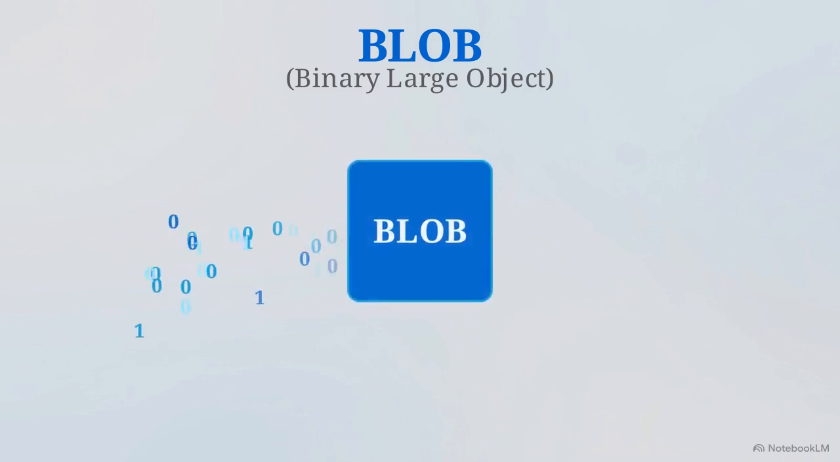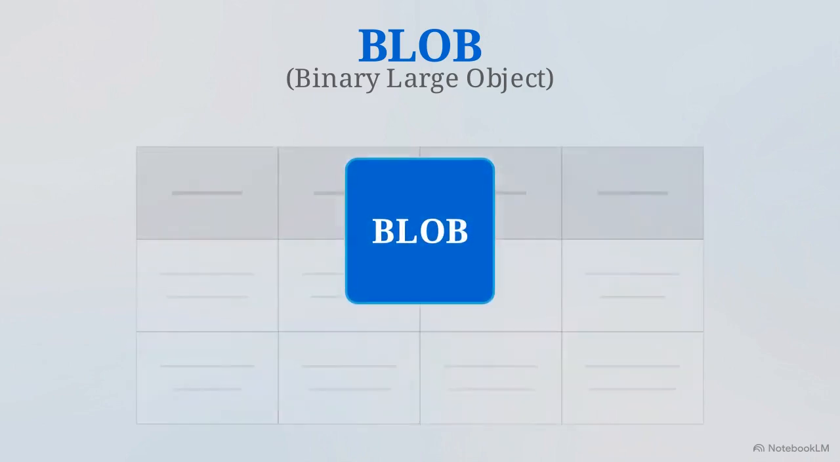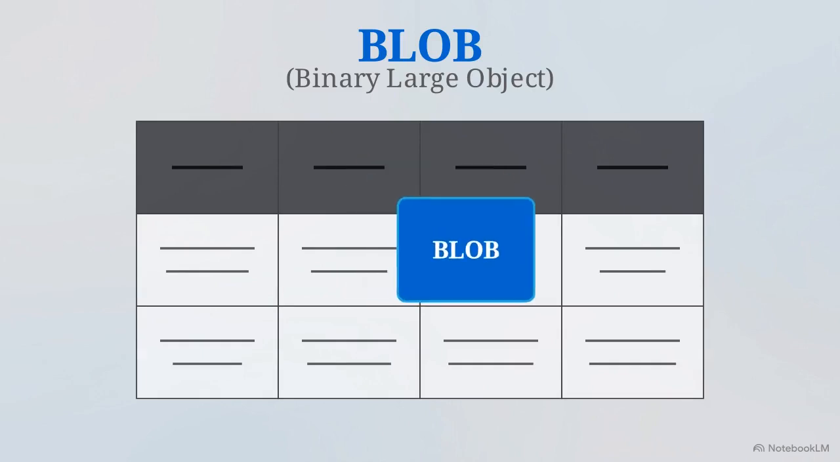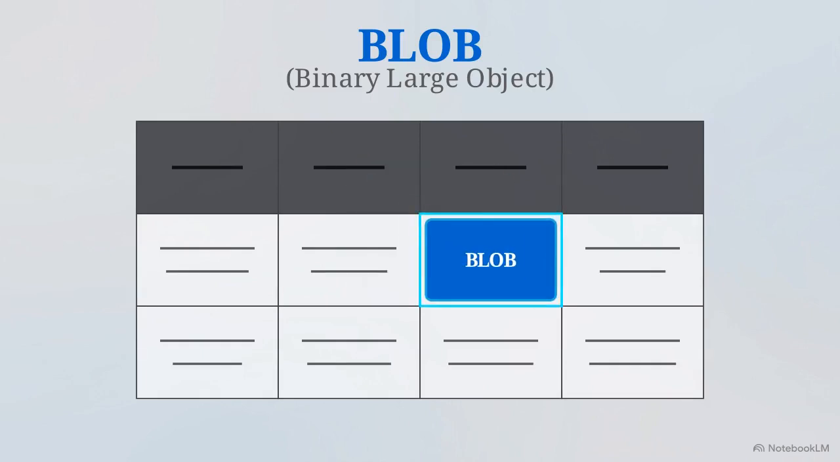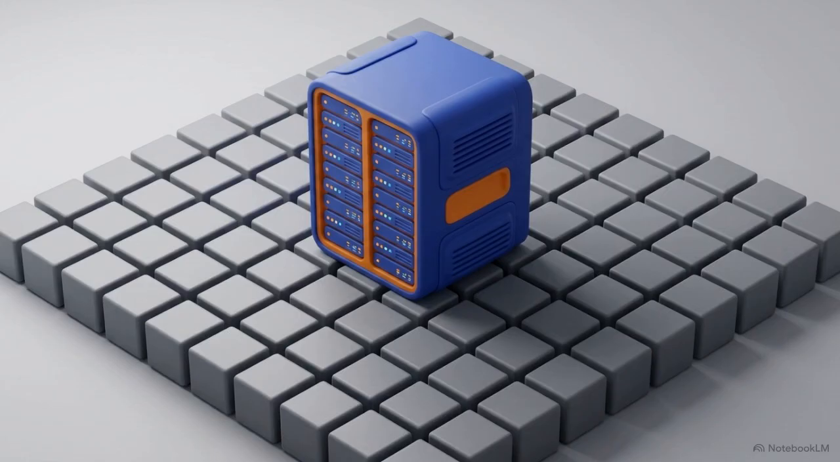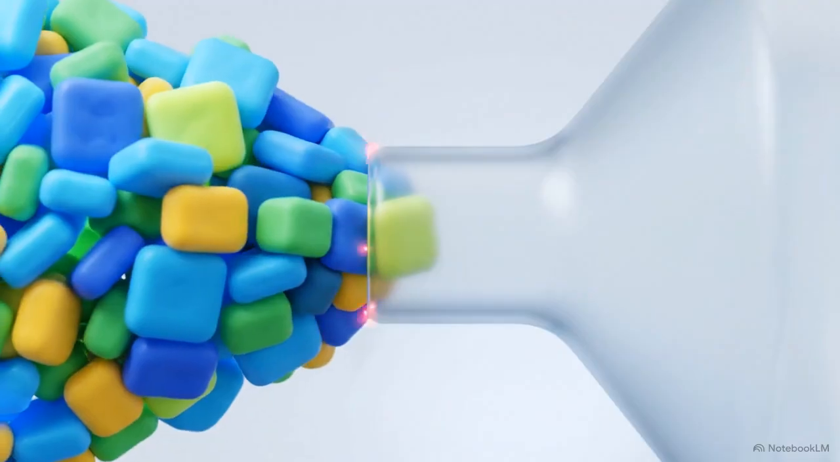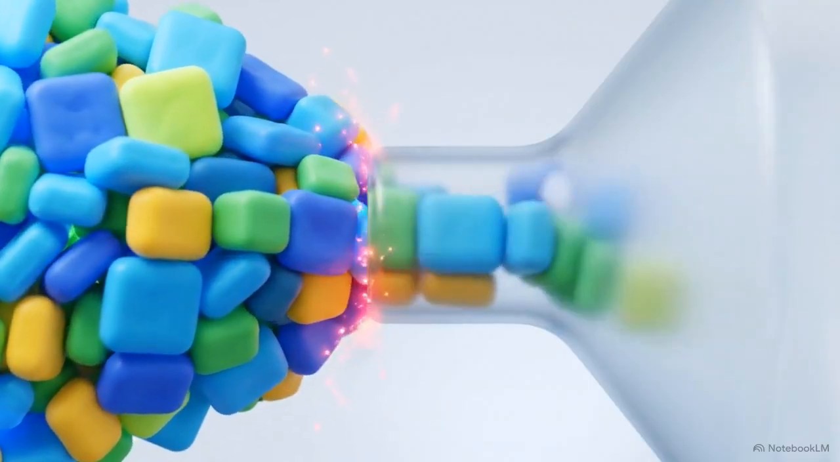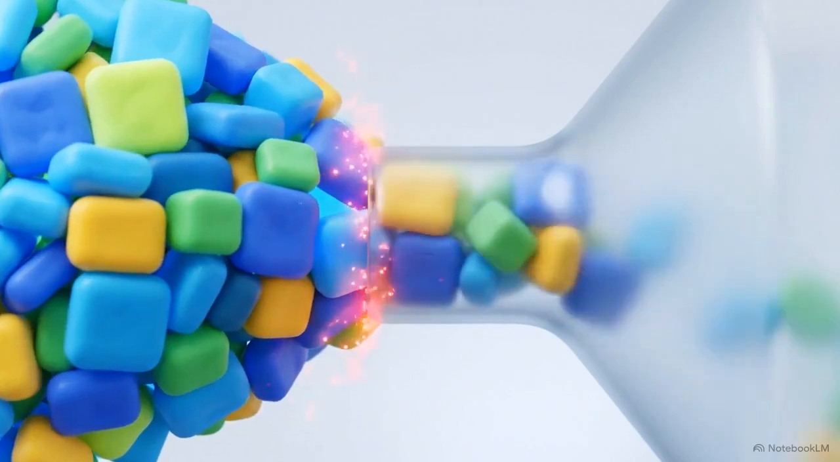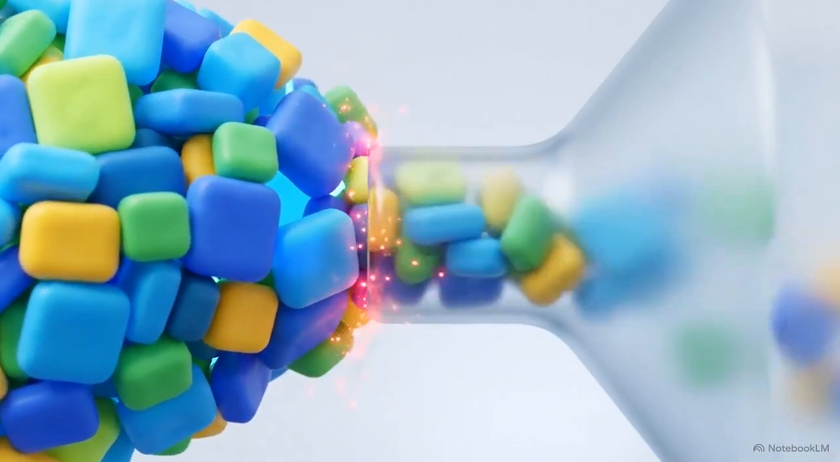The system converts the media file into a raw binary stream and stores it directly inside a database cell. While this keeps everything in one unified location, trying to pull gigabytes of raw binary out of a database cell during heavy user traffic creates severe performance bottlenecks.